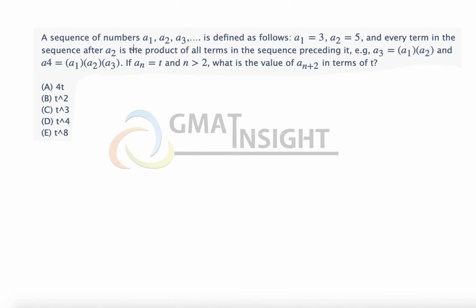A sequence of numbers a1, a2, a3 is defined as follows. A1 is equal to 3, a2 equal to 5, and every term in the sequence after a2 is the product of all the terms in the sequence preceding it.